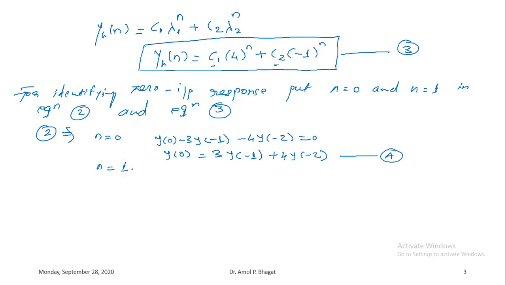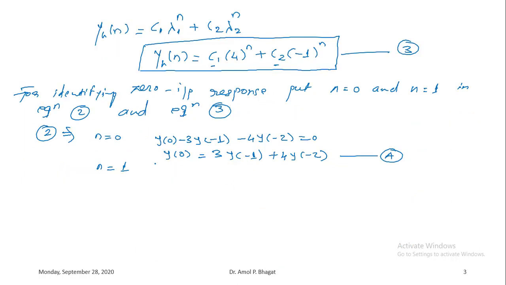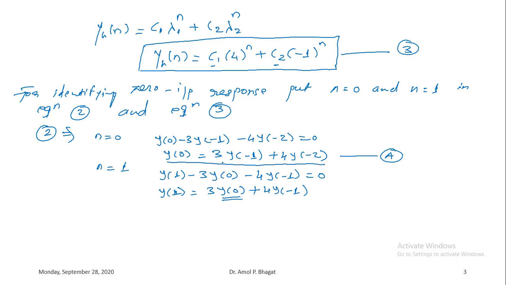Similarly, I will substitute n = 1 in the same equation, so I'll get y of 1 minus 3 y of 0 minus 4 y of minus 1 equals 0. So again y of 1 equals 3 y of 0 plus 4 y of minus 1. In place of y of 0 I can substitute this value, that is 3 y of minus 1 plus 4 y of minus 2.